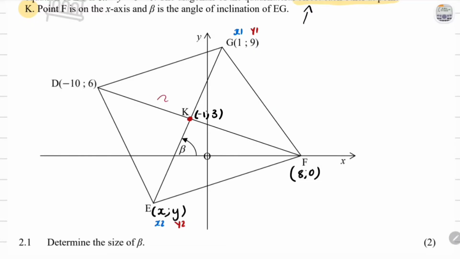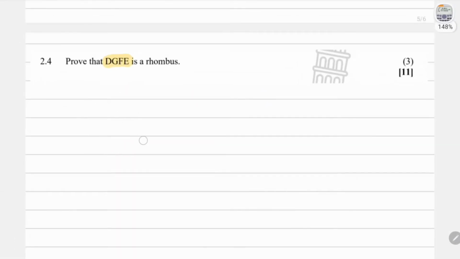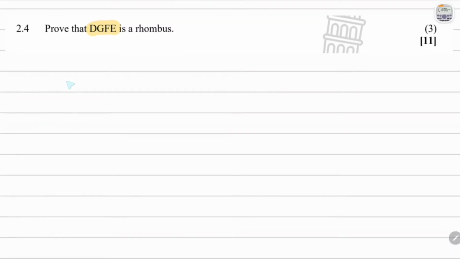If diagonals bisect each other, and they already told us that, so the fact that the diagonals bisect each other means it is a parallelogram. So I'm going to mention that first of all. It's not really that necessary, but I just want to still mention it first. I'll tell them first of all, DGFE is a parallelogram, and the reason it is a parallelogram is because the diagonals bisect each other.